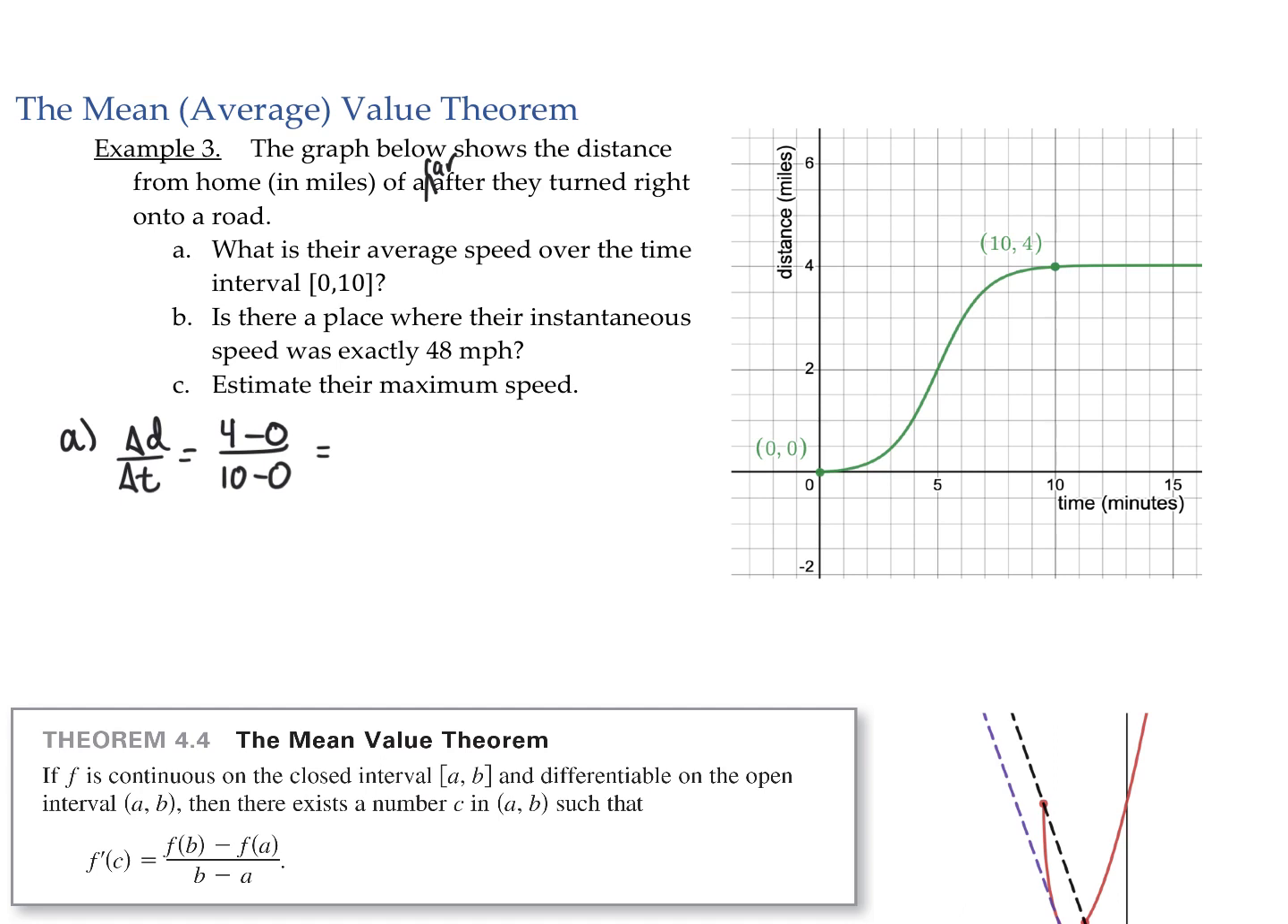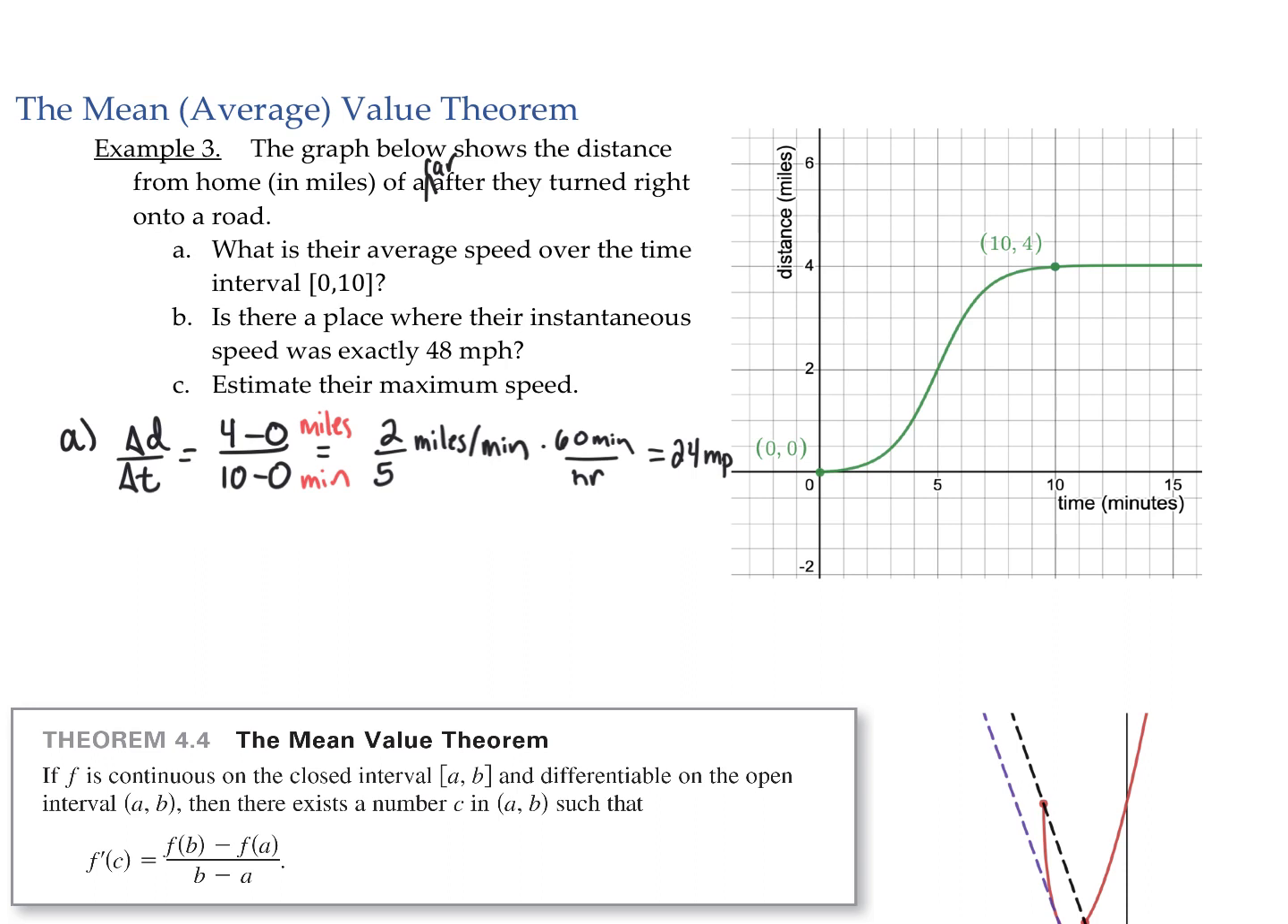So our units would be miles per minute, which is kind of a weird unit or a weird rate. So 2/5 of a mile per minute, which isn't super fast, but if we multiply that by 60 minutes per hour, we can get their average speed in a number that we're more familiar with. So this ends up being exactly 24 miles per hour. So not very fast. Maybe they were going through a school zone, who knows.